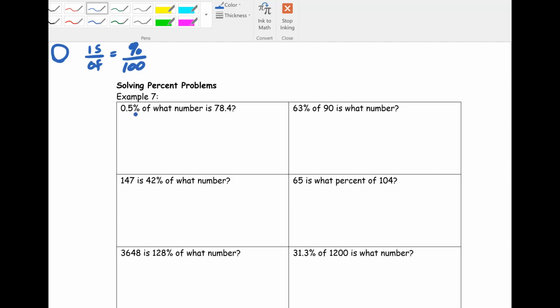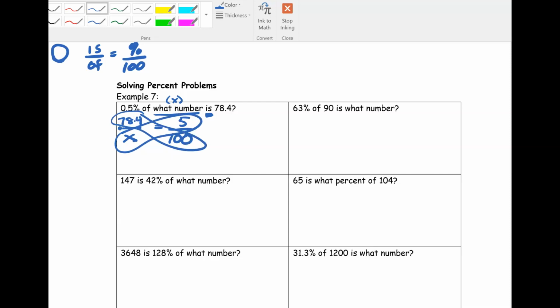So 0.5%, so my percent is 0.5 out of 100. Of what number? That's the number. I don't know what that is, it's asking. So the of number is going to be x. Is 78.4, so I'm going to put that where the is would be. 78.4 over of, we don't know, equals percent over 100. And then I can cross multiply.